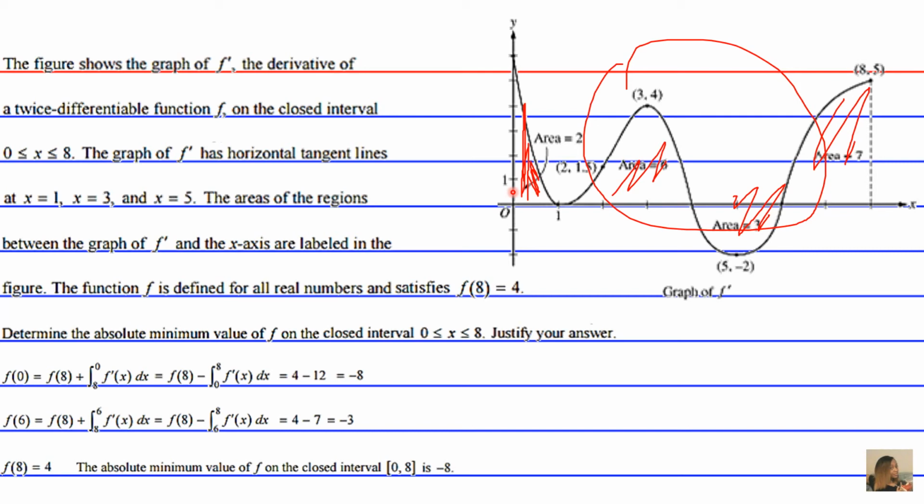But let's see what we have at f of 8. Well, we're told that f of 8 is equivalent to 4, so that's definitely not our absolute minimum. So our absolute minimum value of f on the closed interval 0 to 8 is going to be negative 8, and that again occurs at 0. Okay, it's kind of confusing because negative 8 and 8 are the same.